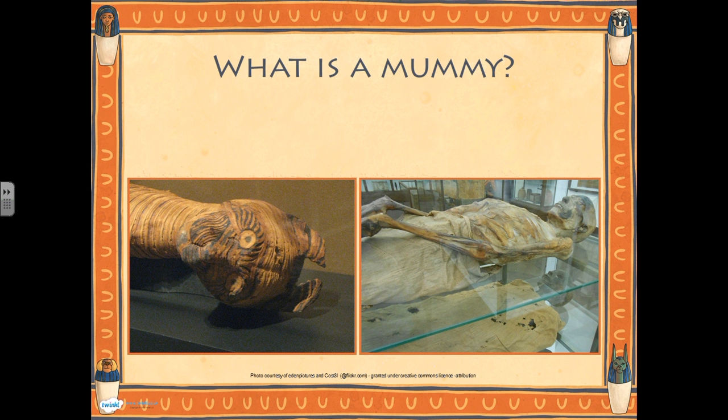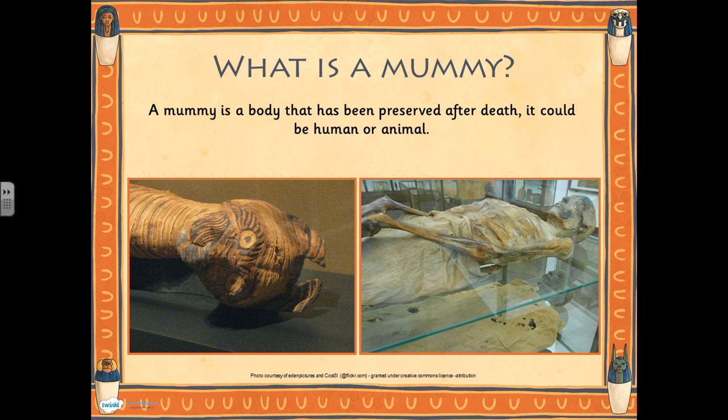Okay, so today's lesson is all about the mummification process that the ancient Egyptians used. So first question we've got on the screen is, what is a mummy? A mummy is a body that has been preserved after death, and it could have been a human or an animal. And by the end of the week we want to write a set of instructions to talk about how these mummies were created.